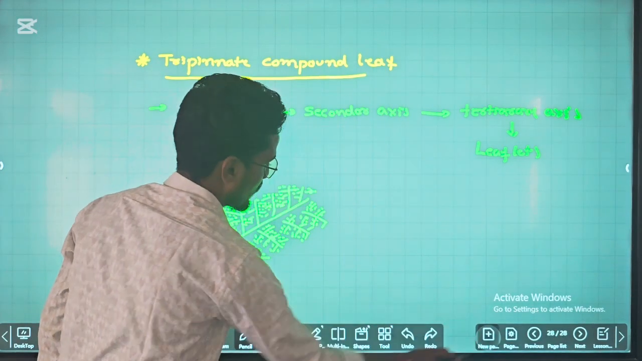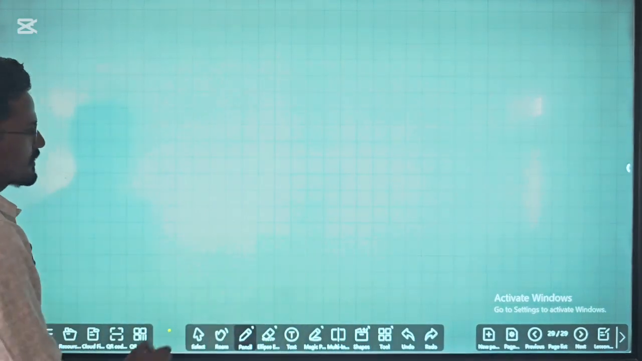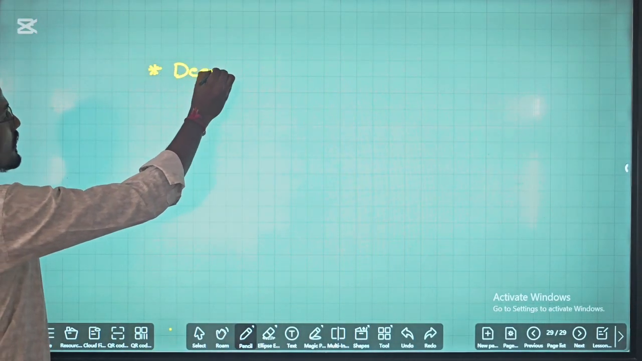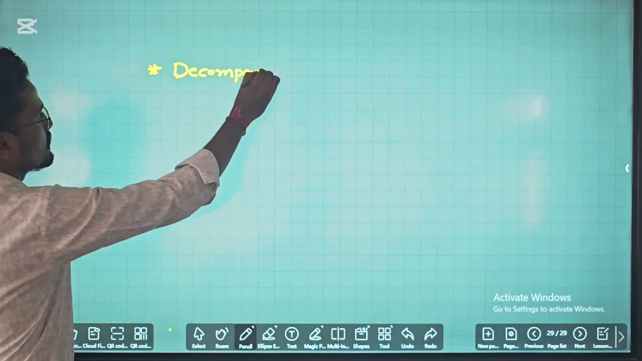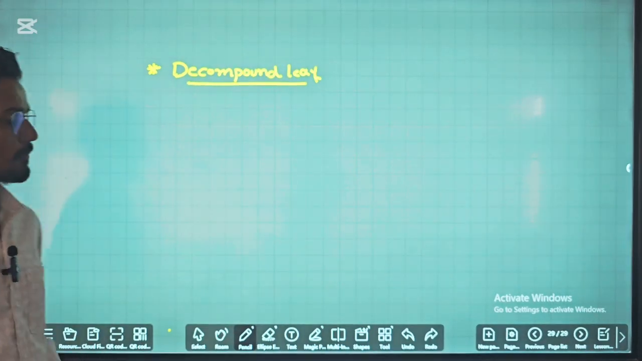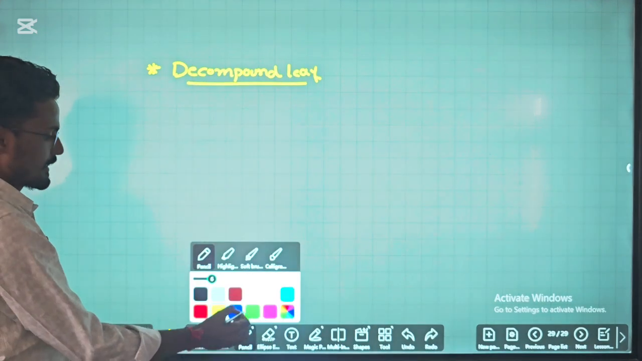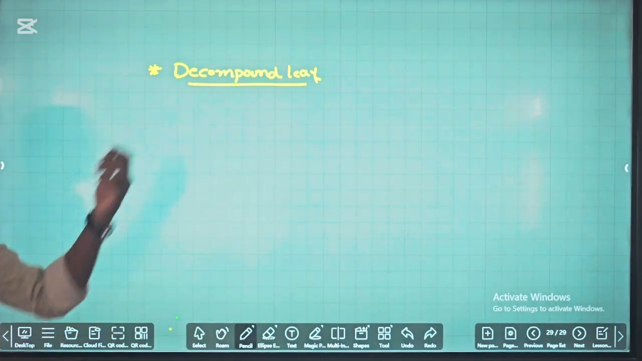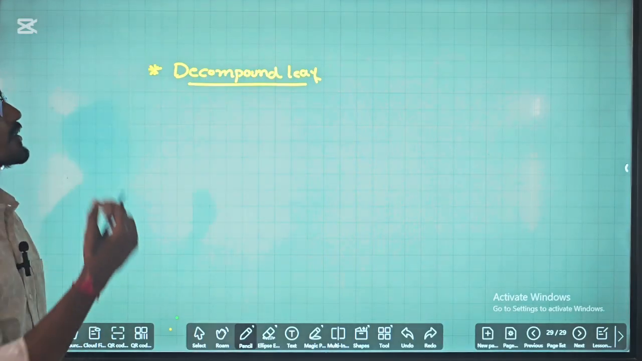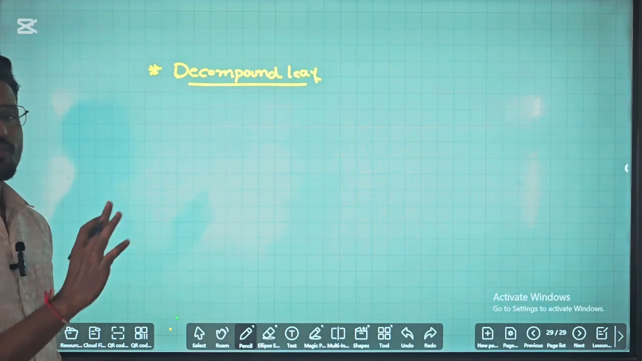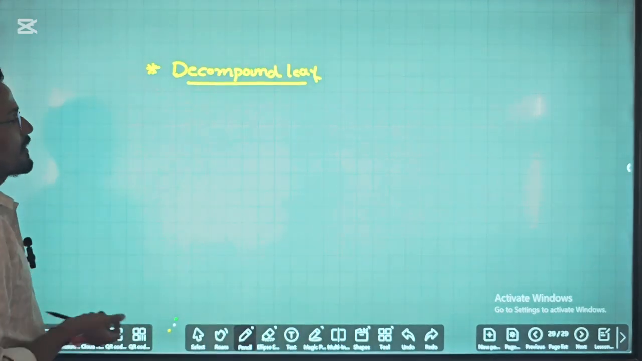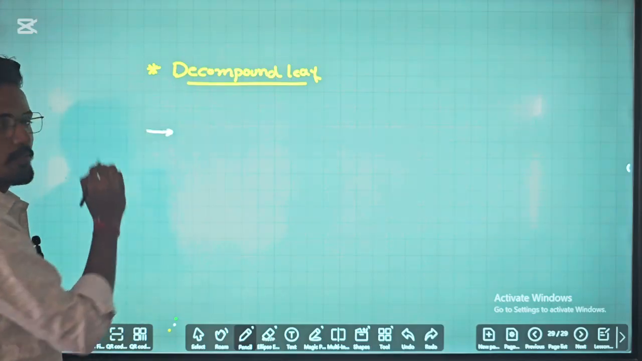Next, another type is there, that is called decompound. Another type of pinnately compound leaf is there, beyond tripinnate, where secondary and tertiary axis are not arranged in a well-defined manner. They are not distributed in a clear manner. That is called decompound.